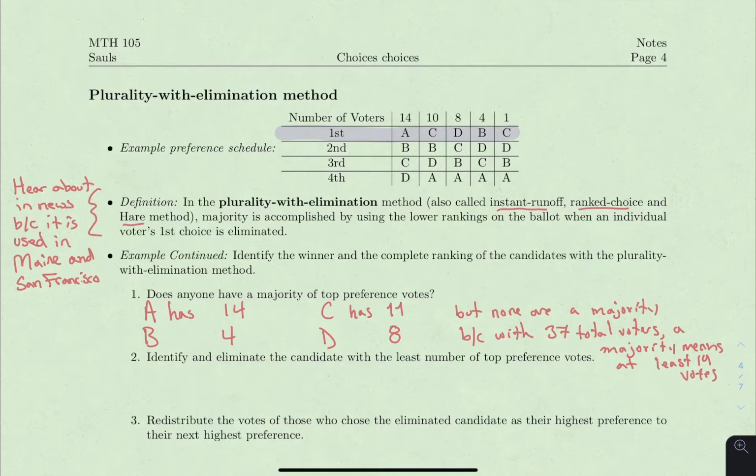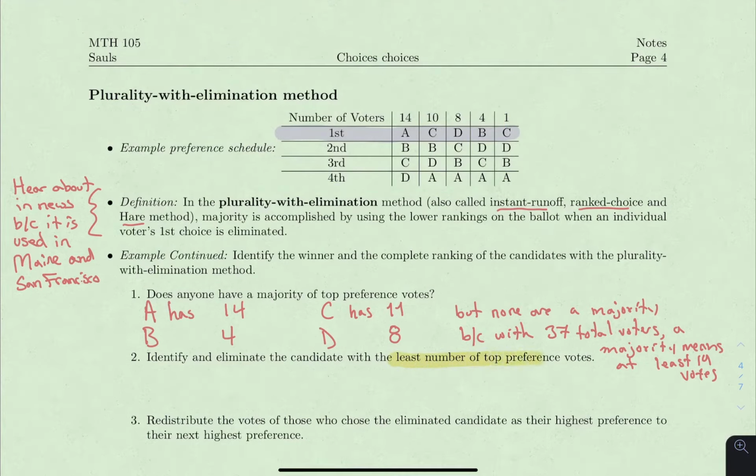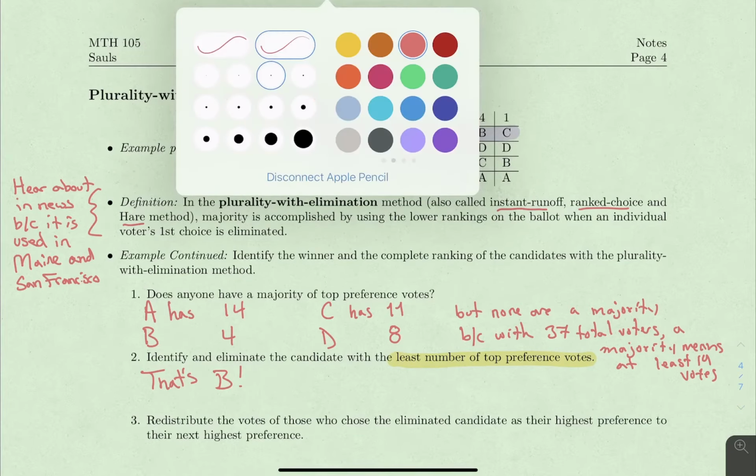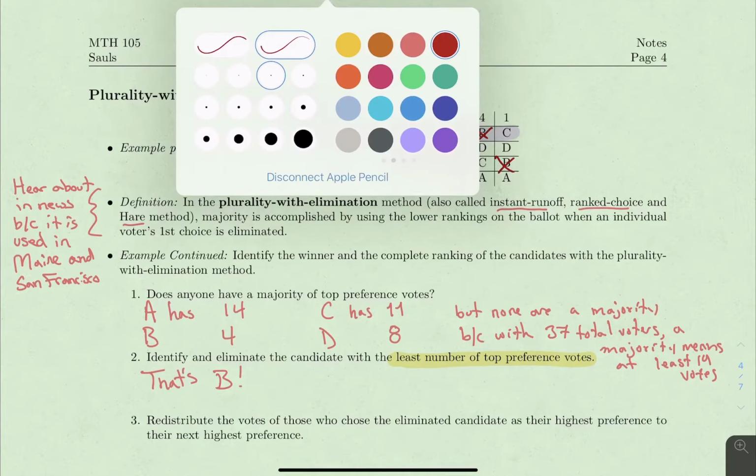Sorry, running out of a little room over there. Okay, but since nobody has that, the technique of plurality with elimination involves some elimination. The decision procedure is to choose the candidate with the least number of top preference votes. In that case, this is B. So we are getting rid of B from this election. Goodbye, B. It's especially going to hurt those people who chose B as their first choice.